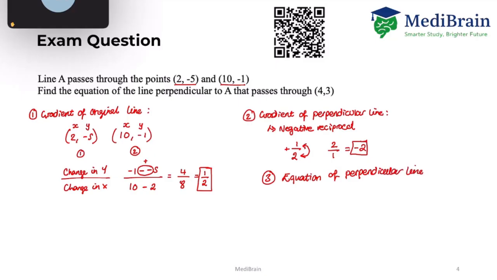Okay, so over here, we've worked out the gradient of the perpendicular line, which is minus 2. So you're going to have y equals mx plus c. We know that m, the gradient, is minus 2. We've just worked that out. So y equals minus 2x plus c. And we know that it needs to pass through (4, 3). And (4, 3) is just the x value over here and the y value over there.